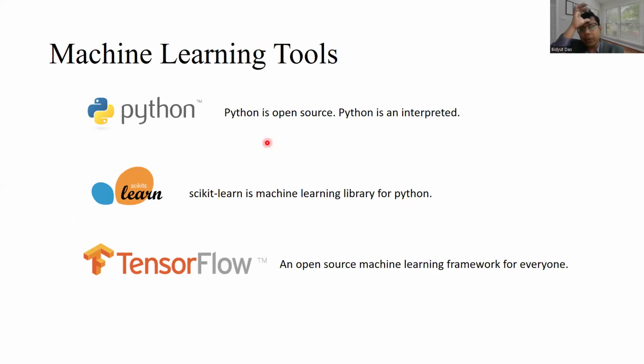Next, there are different machine learning tools available. Generally, we implement machine learning programs using Python. Python is open source and is an interpreted language. Scikit-learn is a machine learning library for Python, and TensorFlow is also an open source machine learning framework for everyone. You can learn machine learning from TensorFlow as well as scikit-learn.